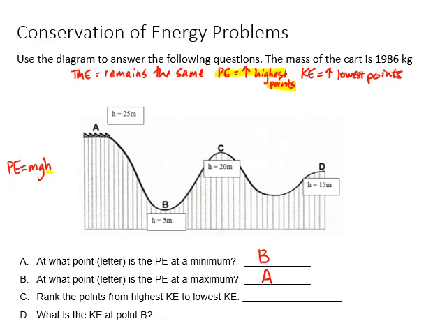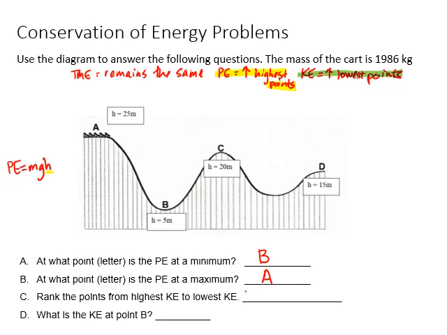Question C, rank the points from highest kinetic energy to lowest kinetic energy. In terms of what kinetic energy means, it wants us to rank highest kinetic energy to lowest. I think I misspoke. Kinetic energy is the highest at the lowest point. So at the lowest point, that's where kinetic energy is going to be its highest.